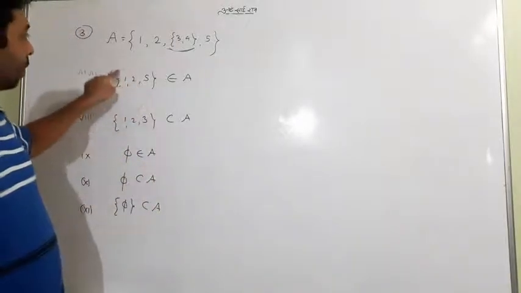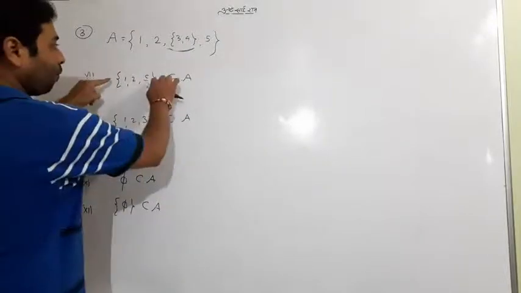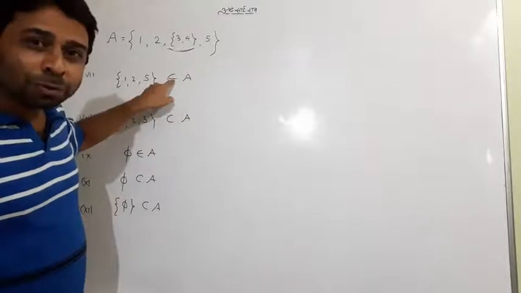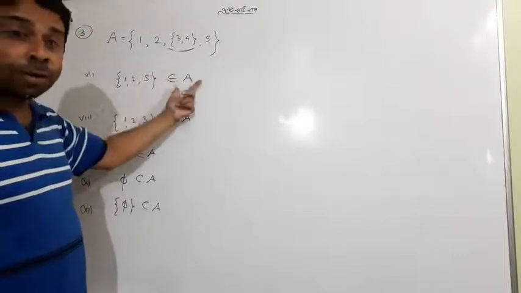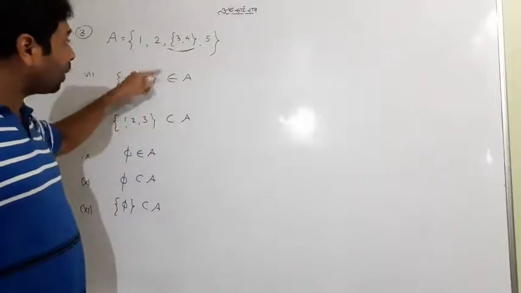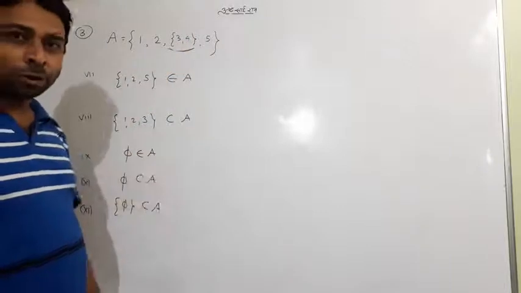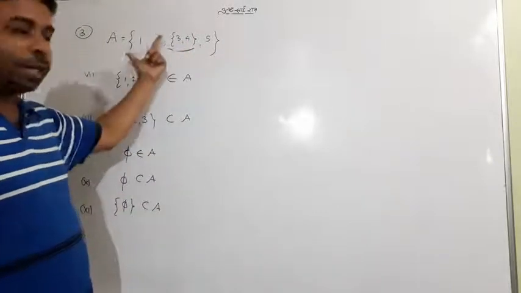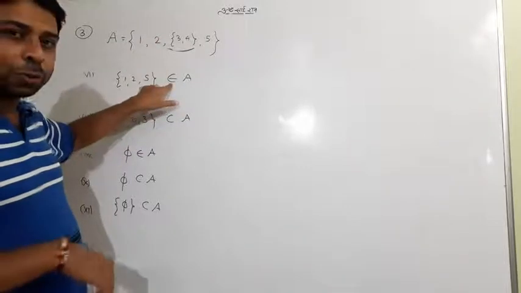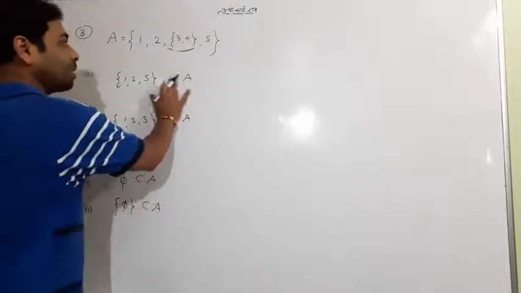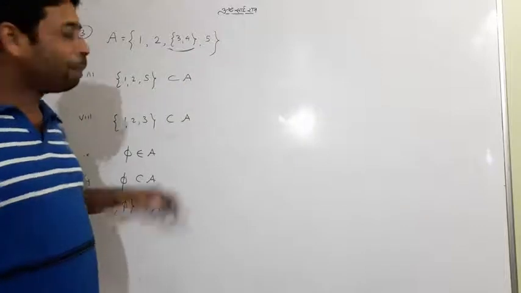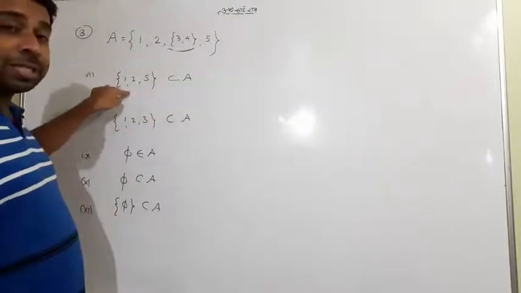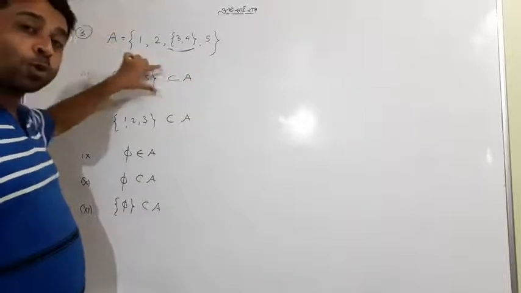{1 to 5} is in the form of curly brackets. So it is saying belongs to, meaning this must be an element of A. But {1 to 5} in curly brackets is not there. Try to understand: it is not there, so it is not belongs to. Instead, if it is subset, yes. Why? Because all elements of this set are also elements of A, so it is called a subset.